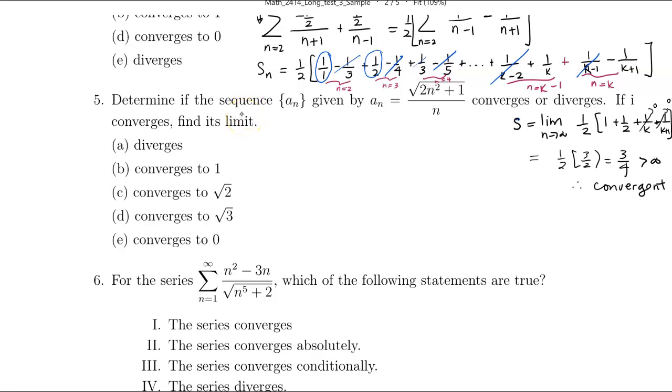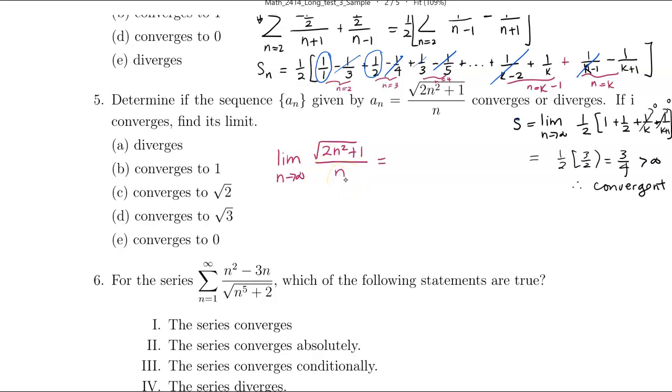To determine whether a sequence is convergent or divergent, all you need to do is find the limit as n approaches infinity. Now, if the answer is infinite, that means it's divergent. If the answer is a constant, that means it's convergent. Okay, so let's take a look at the limit. Limit of a sub n, so that's the square root of 2n squared plus 1 all over n as n approaches infinity.